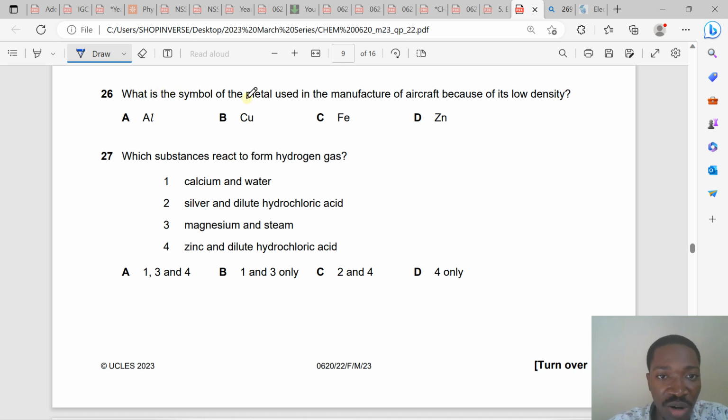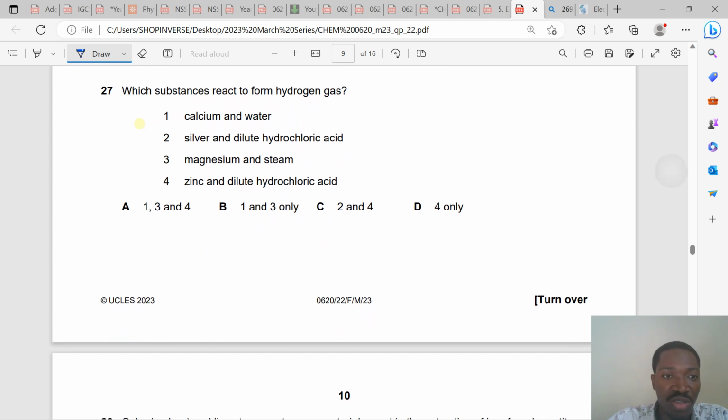What is the symbol of the metal used in the manufacture of aircraft because of its low density? It's aluminium. Aluminium has low density, and is also strong enough to be used for the manufacture of the parts of an aircraft. 27. Which substance reacts to form hydrogen gas? Calcium and water.